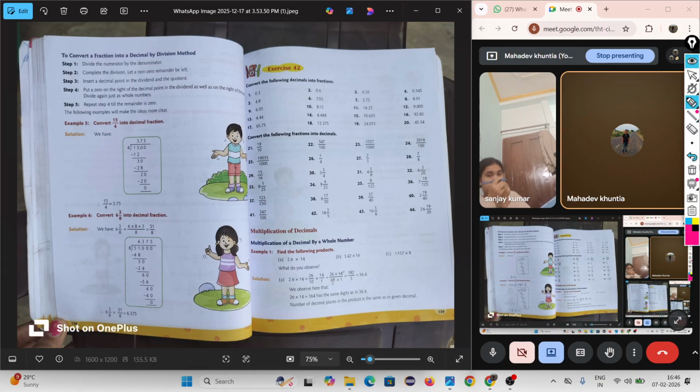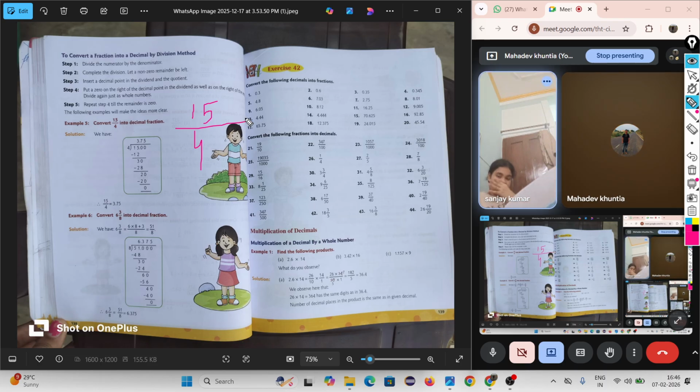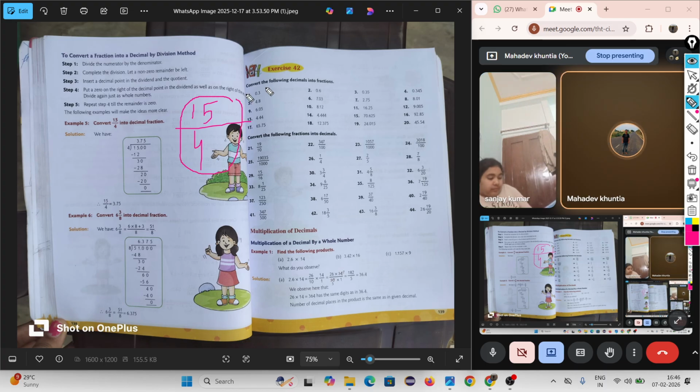Look, 15 upon 4. Look at my screen. In 15 upon 4, your numerator is 15.